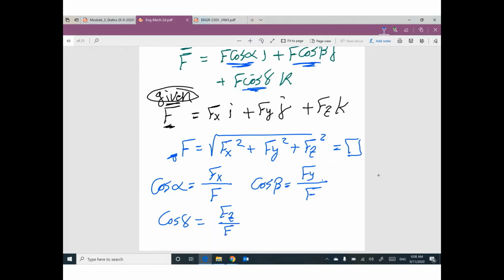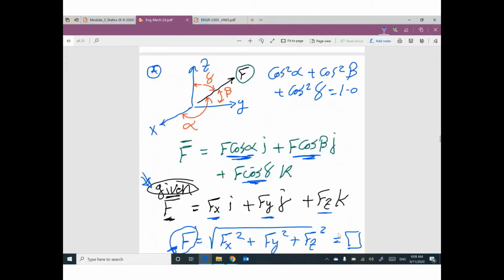I assumed the force is given as a vector. If the force is given as a vector, I can go back to figure out the value of this force and each angle with the x-axis, y-axis, and z-axis. We covered all of this stuff last time.